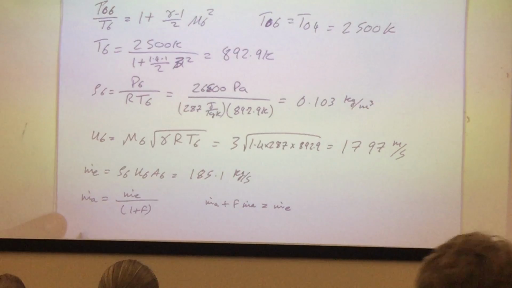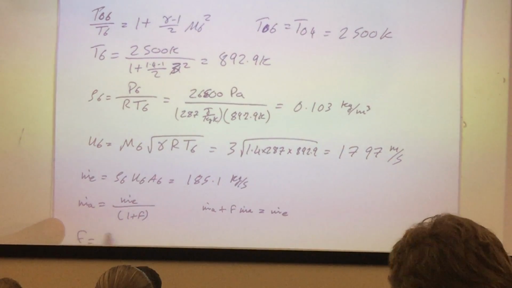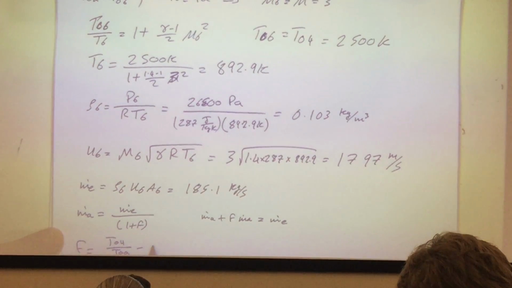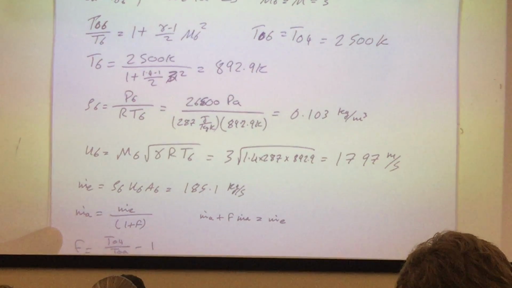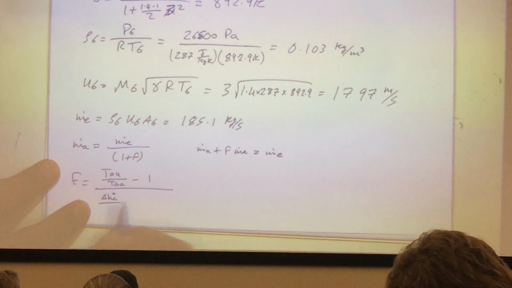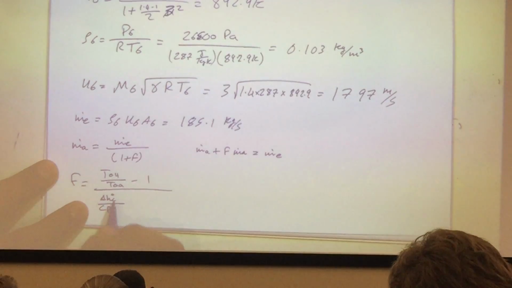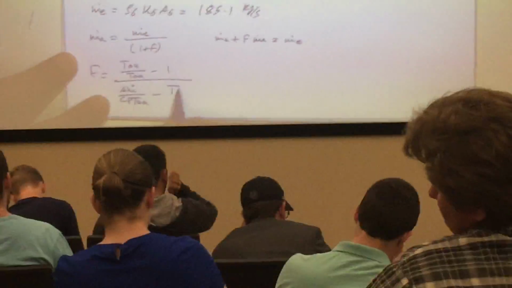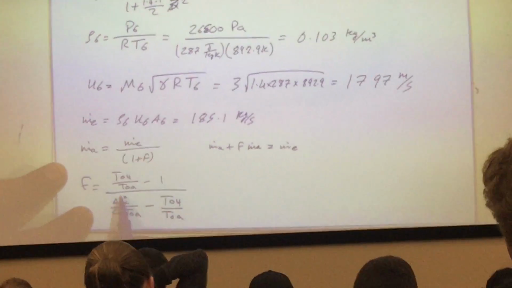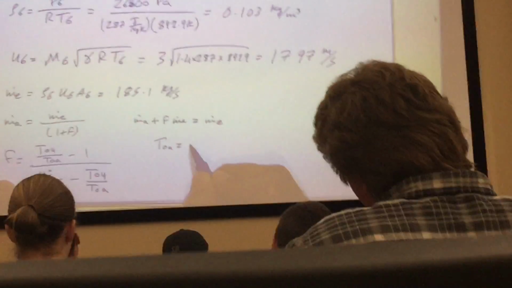So if I know my fuel to air ratio is based on stagnation temperature over stagnation ambient minus 1, divided by the heat of combustion divided by CP T0A, minus T0A4 divided by T0A. That's the same equation we already wrote. So I need to know my stagnation temperature. Stagnation temperature is already based on my station 1.